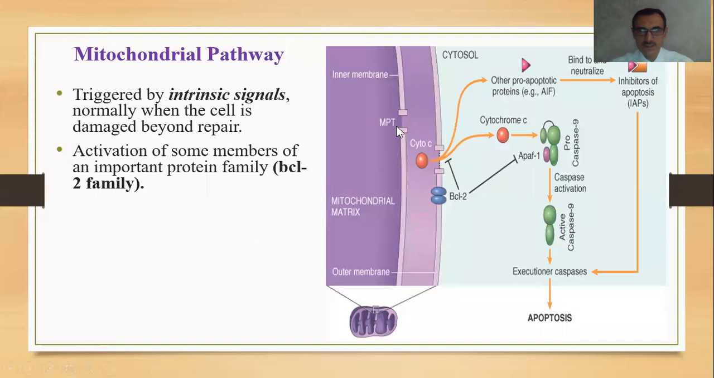The mitochondrial pathway is triggered by intrinsic signals, normally when the cell is damaged beyond repair. It involves activation of some members of an important protein family, the B-cell lymphoma 2, or BCL2, family.